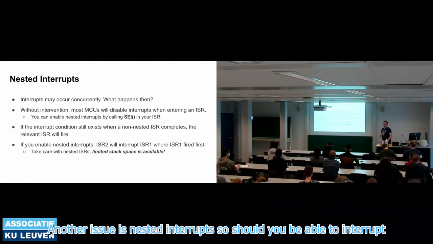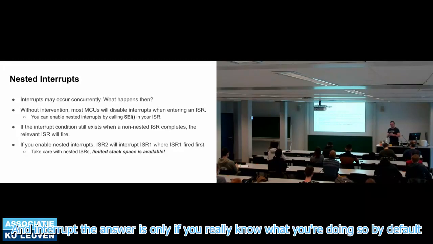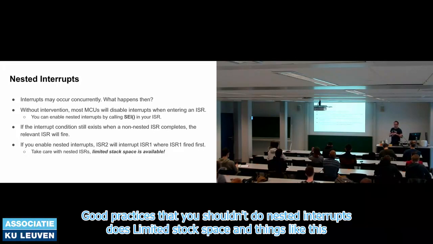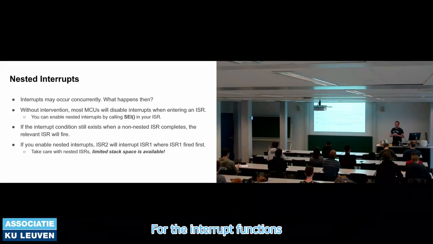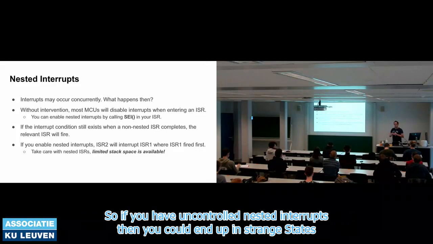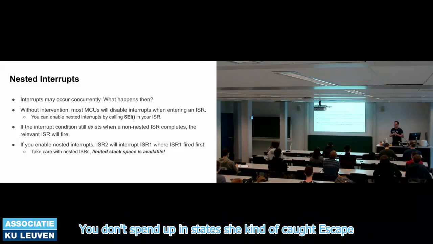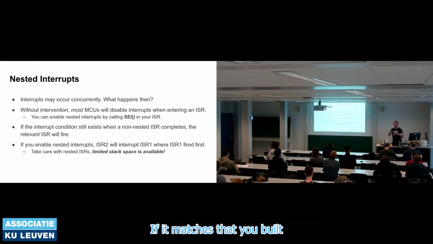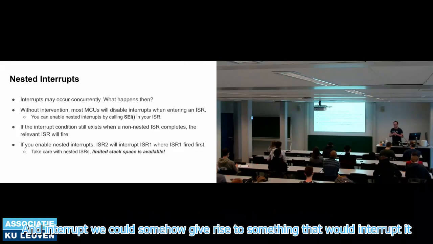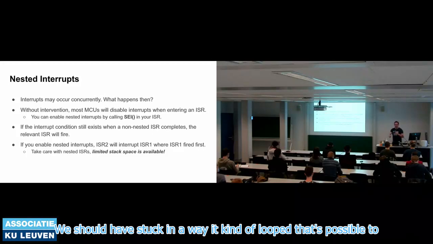Another issue is nested interrupts. Should you be able to interrupt an interrupt? The answer is only if you really know what you're doing. So by default, good practice is that you shouldn't do nested interrupts. There's limited stack space and things like this for the interrupt functions. So if you have uncontrolled nested interrupts, then you can end up in strange states. You can also end up in states you kind of can't escape. Imagine that you built an interrupt which could somehow give rise to something that would interrupt it. Well, you could end up stuck in a weird kind of loop. That's possible too.